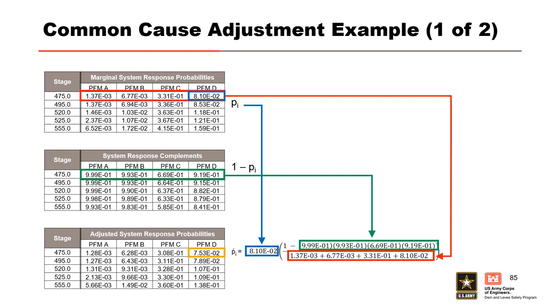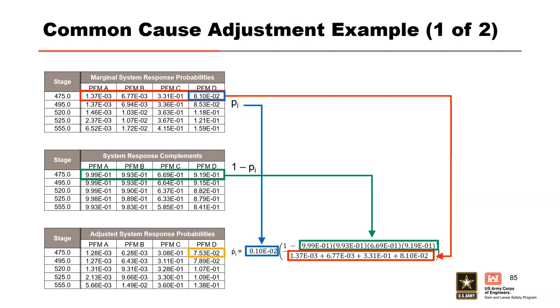Here we have one more example covering common cause adjustment, after which I'll ask you to try an exercise on your own. We start with the marginal system response probabilities in the first table. In the second table, we will take the complement of each probability as an intermediate step to help us in the next step, when we apply De Morgan's rule. This step is not really part of De Morgan's rule, but will make life easier when using Microsoft Excel because we'll be set up to use a product function, which I'll show you shortly.